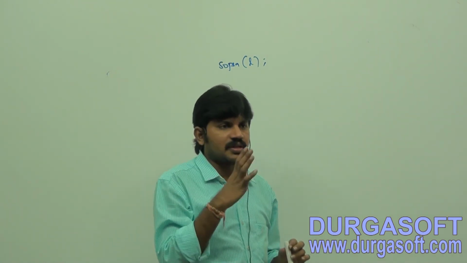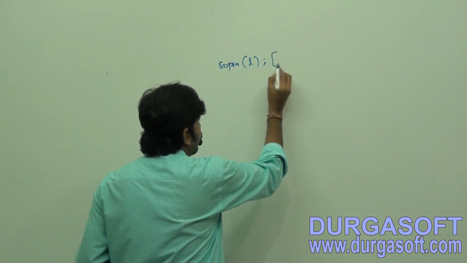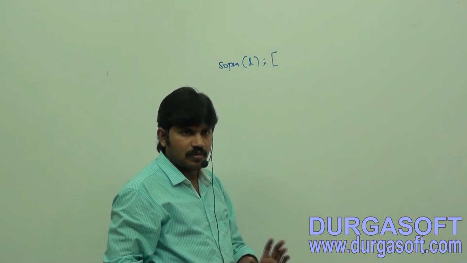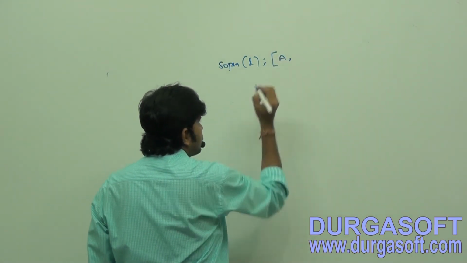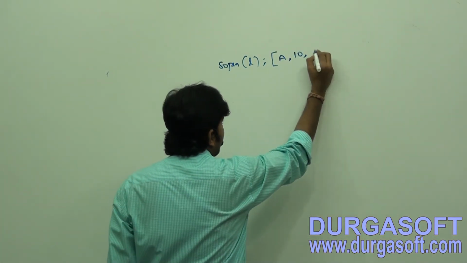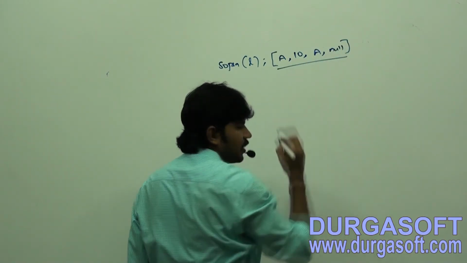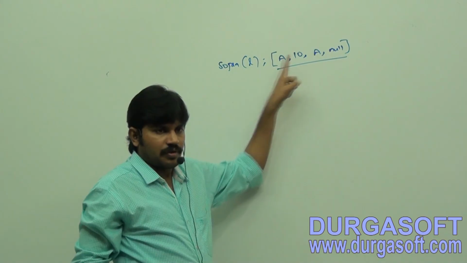In every collection, how is the toString method implemented? Square bracket open, now first object, second object, third object, fourth object, right? Can you tell what is the first object we added? A. Second object we added 10. Third object we added A. Fourth object we added null. If it is a collection, the content will come within the square brackets.